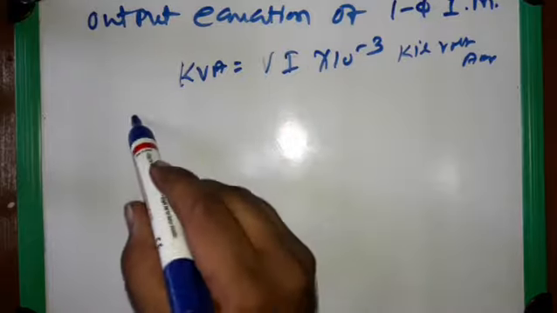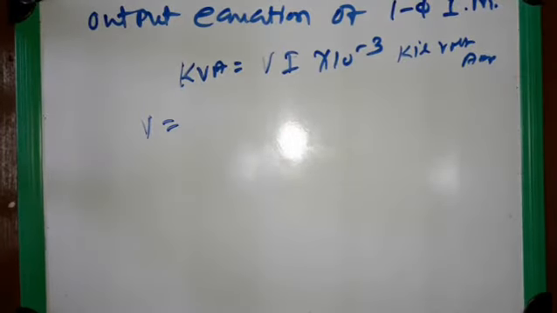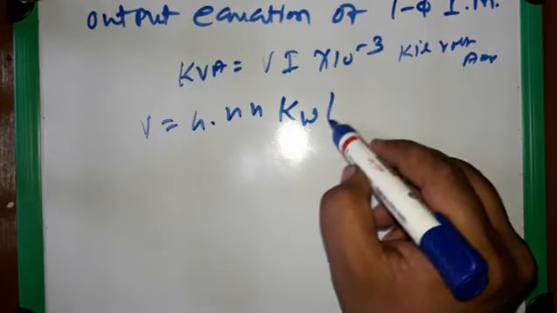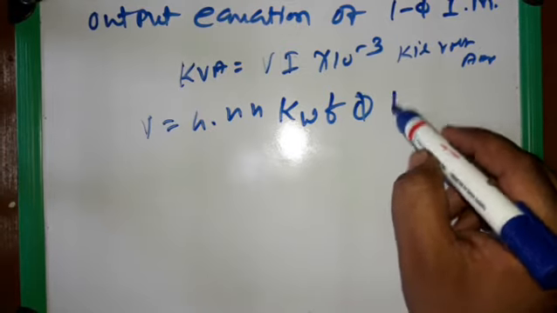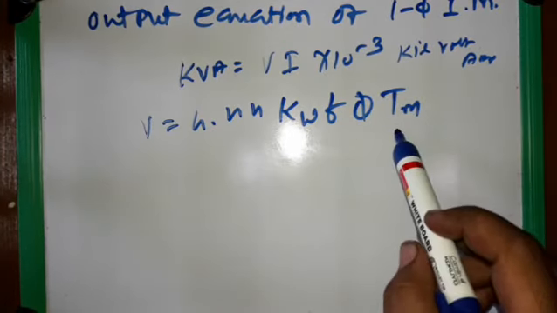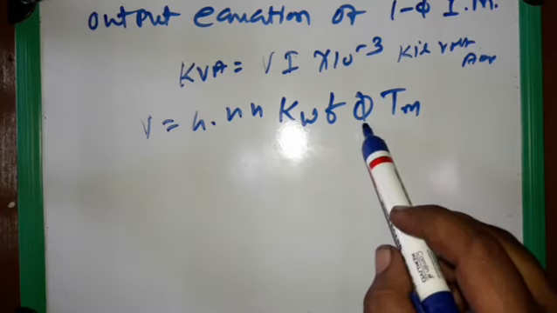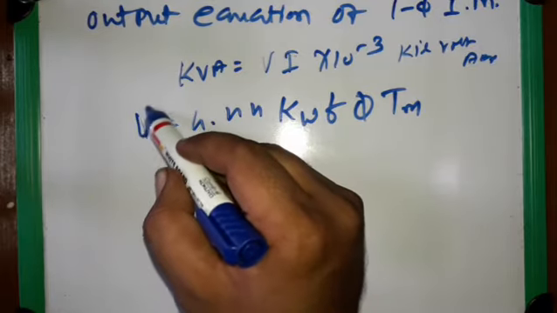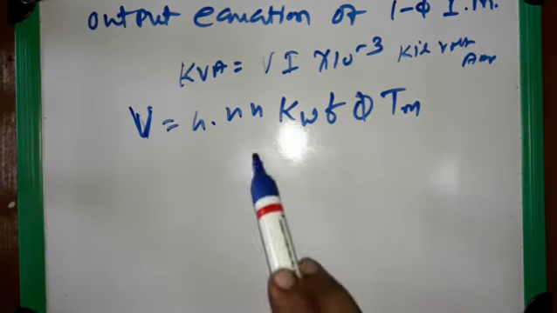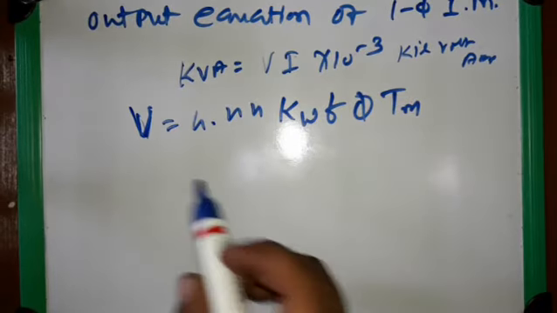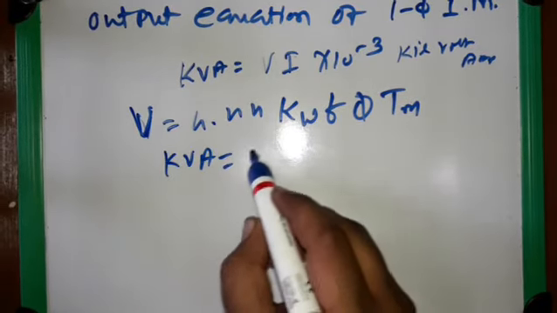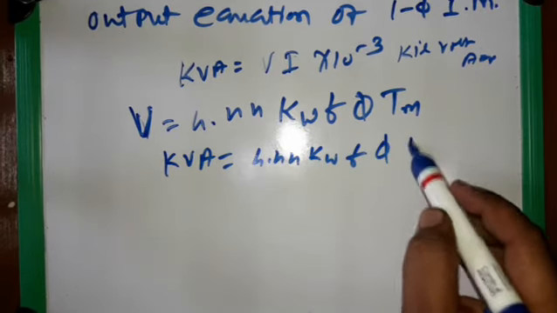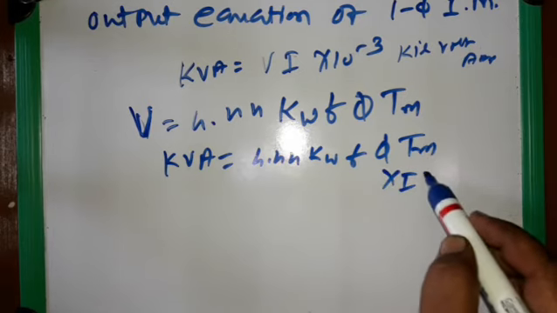Now we know that the voltage or EMF equation for the induction motor is 4.44 Kw into phi into f into Tm, where Tm is the number of turns for the main winding, phi is the flux, f is the frequency, and Kw is the winding factor. So we find the voltage with this equation. Now we put the value of voltage in our output equation, so kVA is equal to 4.44 Kw f phi Tm into I into 10 raised to minus 3.